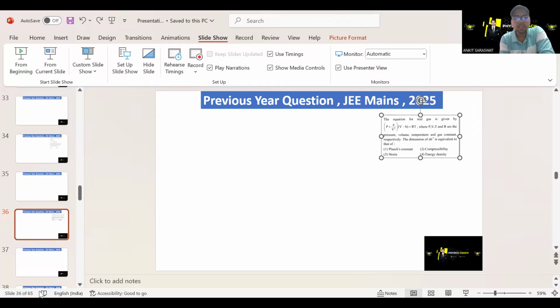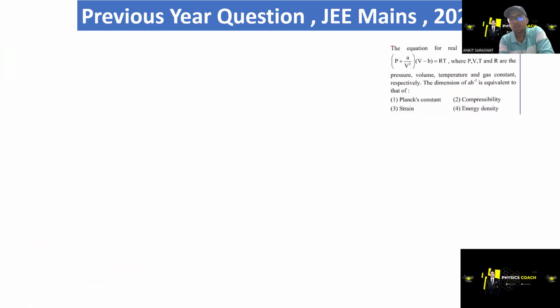The equation for a real gas is given by (P + a/V²)(V − b) = RT. What are P, V, T and R? They are pressure, volume, temperature and the gas constant. What is the dimension of ab⁻²? Simply, they are asking for the dimension of a b to the power minus 2.